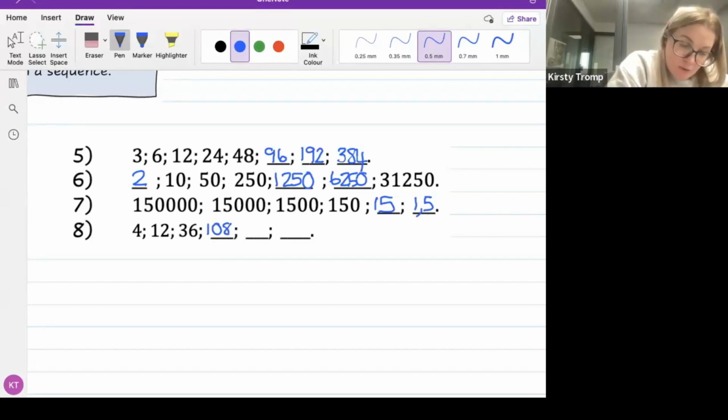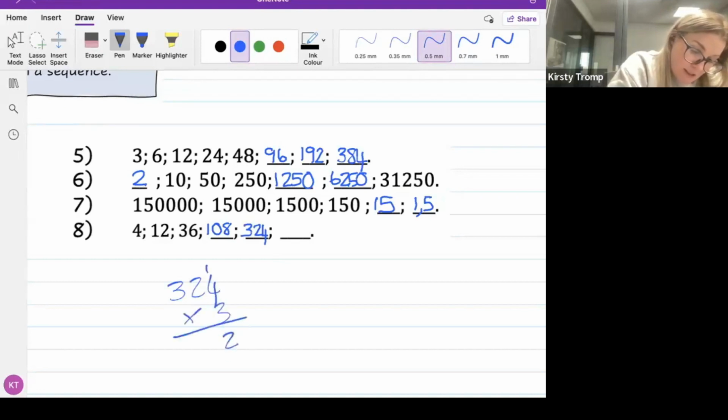108 times 3 will give me 324. And 324 times 3, oh, I'm going to go do some multiplication here. 3 times 4 gives me 12. 3 times 2 gives me 6 plus 1 is 7. And 3 times 3 gives me 9. So I get 972.